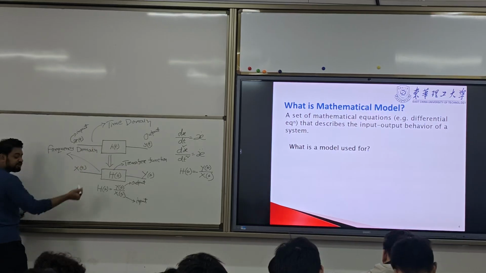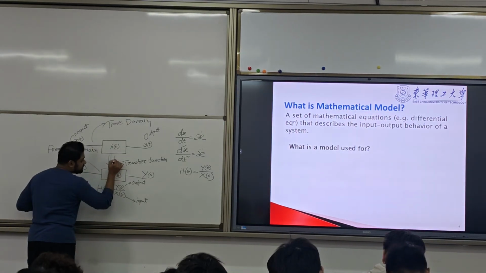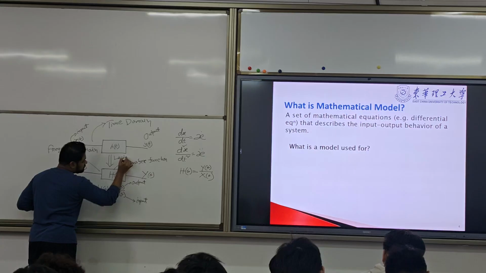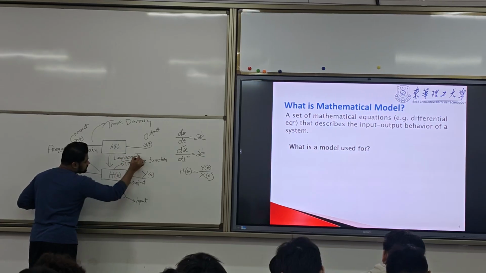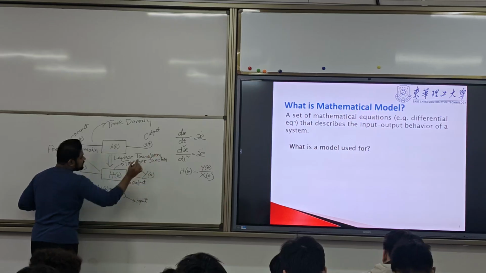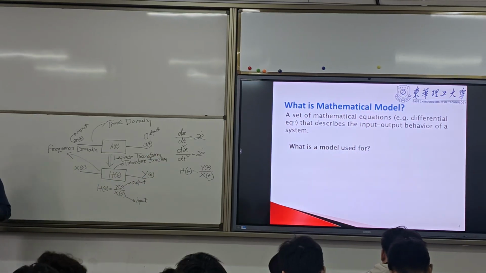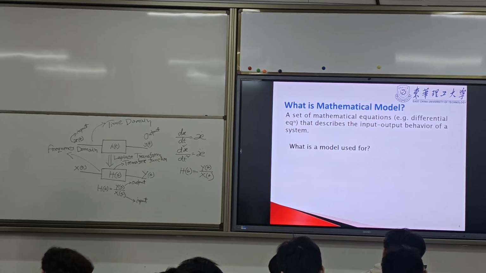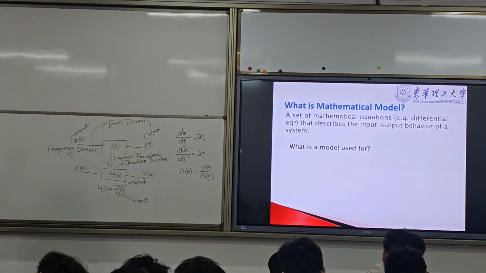And how do we convert this? By using Laplace transform. And there are other transformations like Fourier transform we use to convert from the time domain to frequency domain also. Fourier transform, Laplace transform, those are quite common methods to convert time domain to frequency domain. Here we are focusing on Laplace transform only.